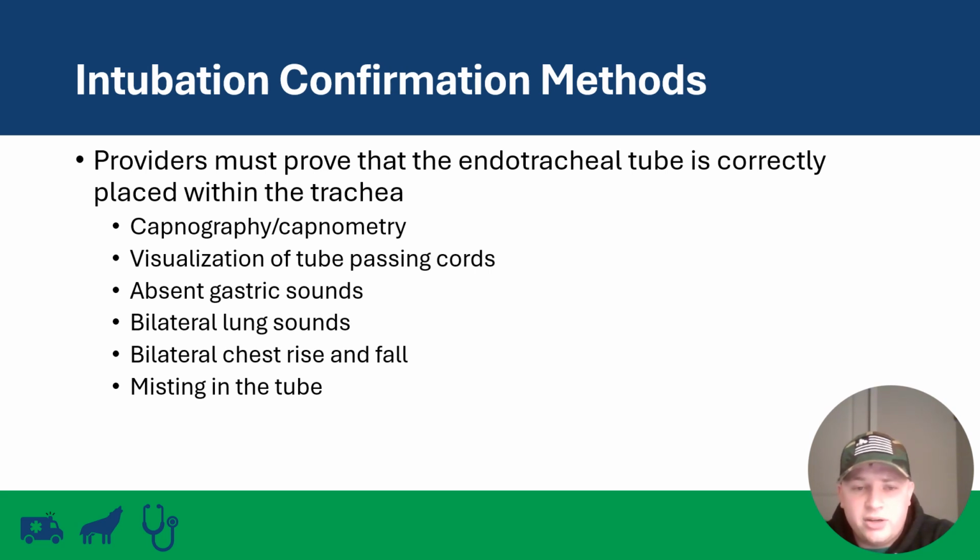And then kind of your secondary things. So you're going to auscultate after you intubate somebody. You're going to listen to the stomach first because if you got air going in there, you need to know it. And you need to pull that tube quick. So you want absent gastric sounds. You want bilateral lung sounds. You want bilateral chest rise and fall. And then misting in the tube is in a lot of literature, but the stomach is a very warm, moist environment, so I just don't think misting in the tube is an accurate tool. So I would stick with at least these top four here: waveform capnography, direct visualization, absent sounds in the stomach, and bilateral breath sounds, and you should be good to go.